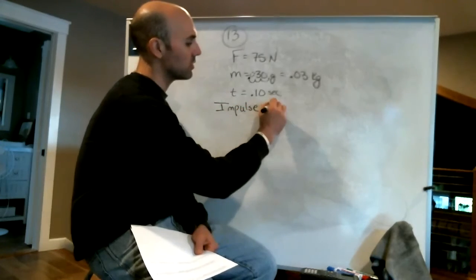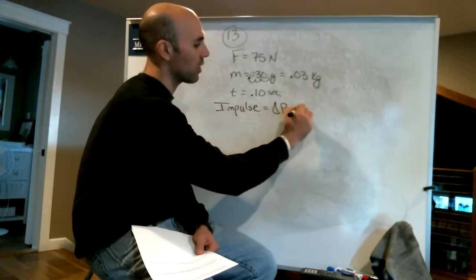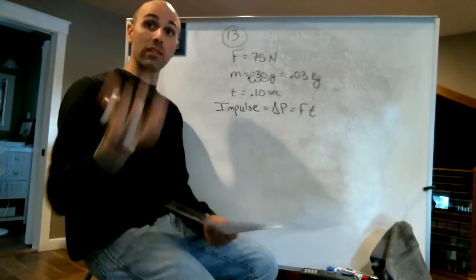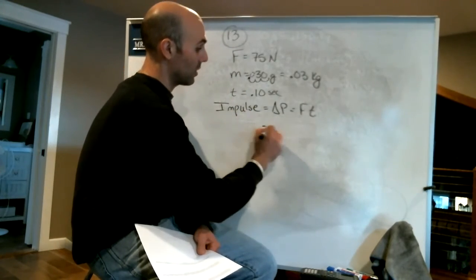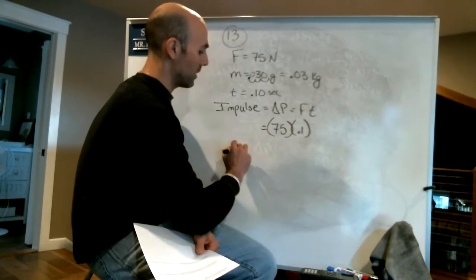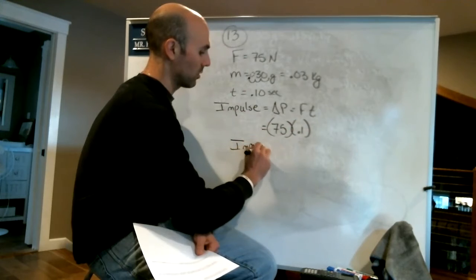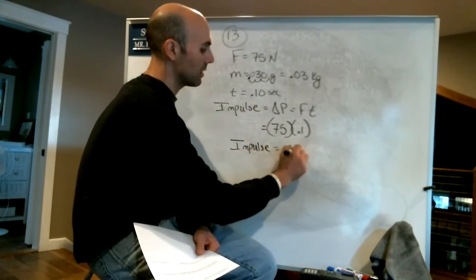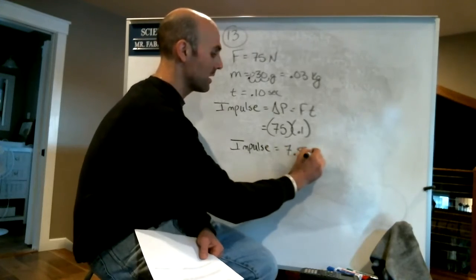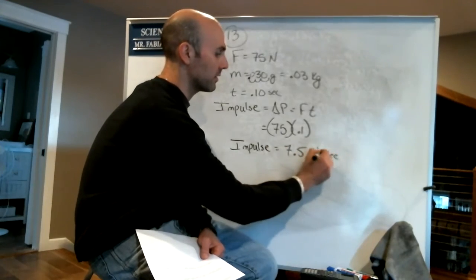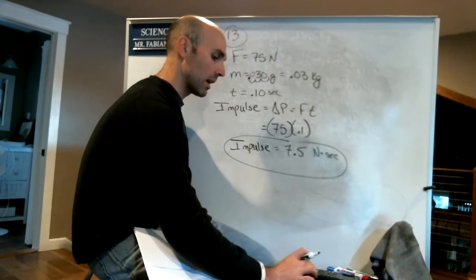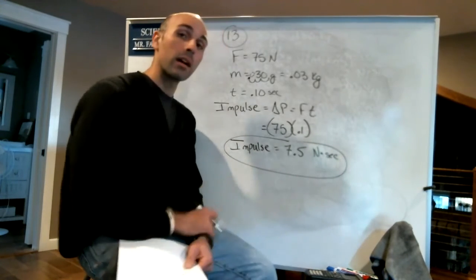That equals change in momentum, which also is equal to Ft. We have an F, we have a t. Let's just solve it nice and easy by doing that. So Ft, 75 times 0.1. We have an impulse that is equal to 7.5 Newton seconds. There is our answer, and you guys are done.